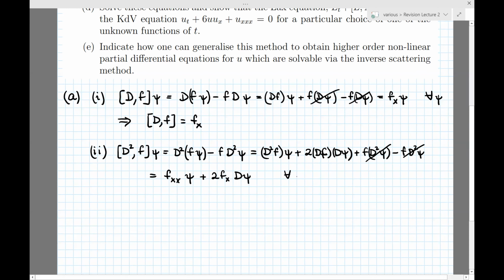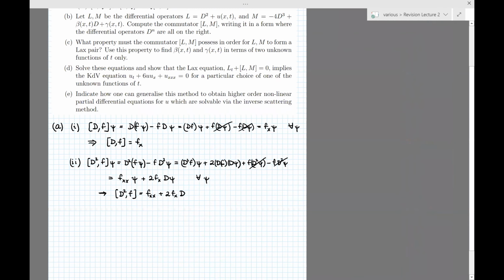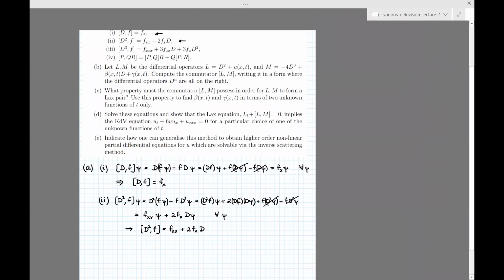And this again is true for all functions psi, and so we deduce that as an operator, the commutator of D squared with f is equal to fxx, which is a multiplicative operator, plus 2fx times the operator D, which denotes the first derivative. So that's the second identity.